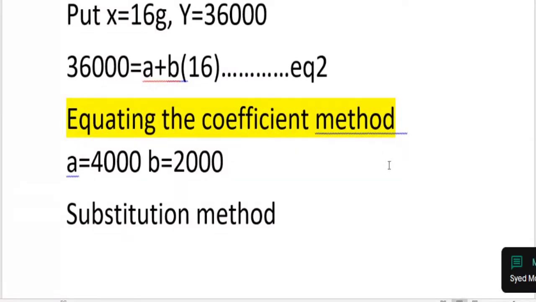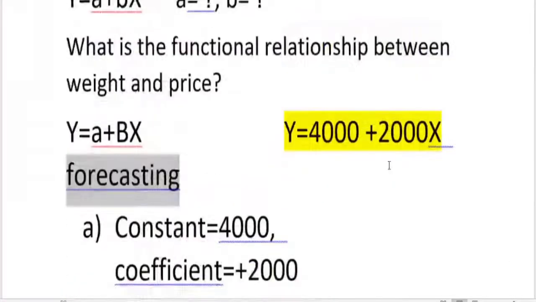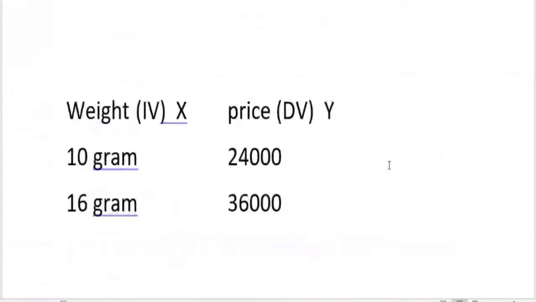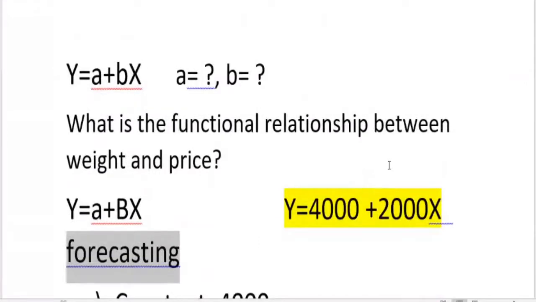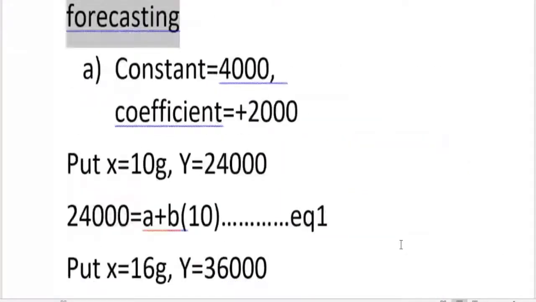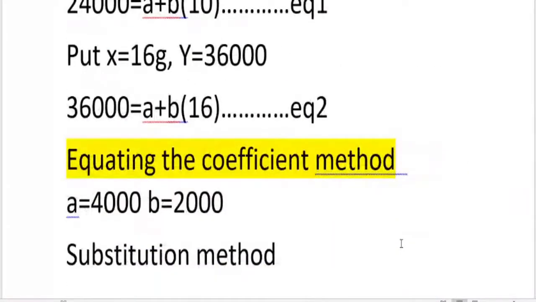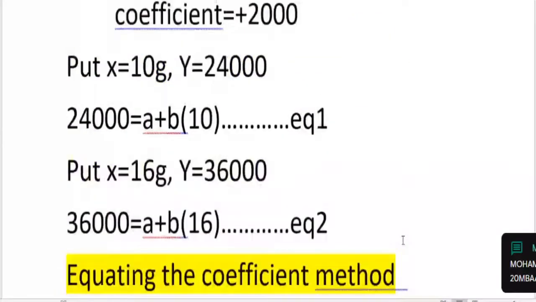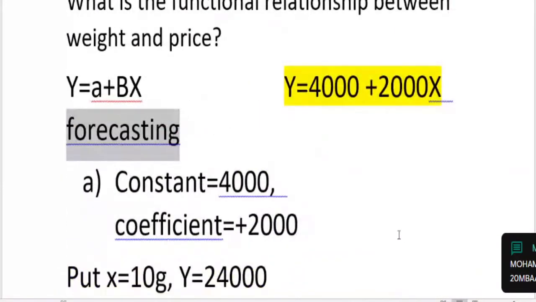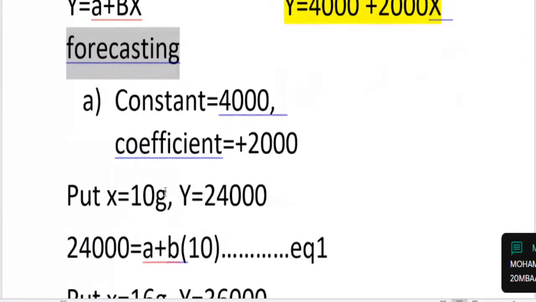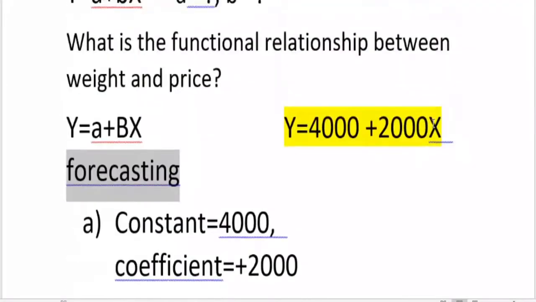miss the important discussion. Okay, so the point is we are estimating the linear relationship where A and B are important, by applying the equating the coefficient method, and then I told you the importance. First, it will give you the value of constant and coefficient. Second, it tells you the nature of relationship between x and y, and third and foremost is forecasting, which is very very important for all.